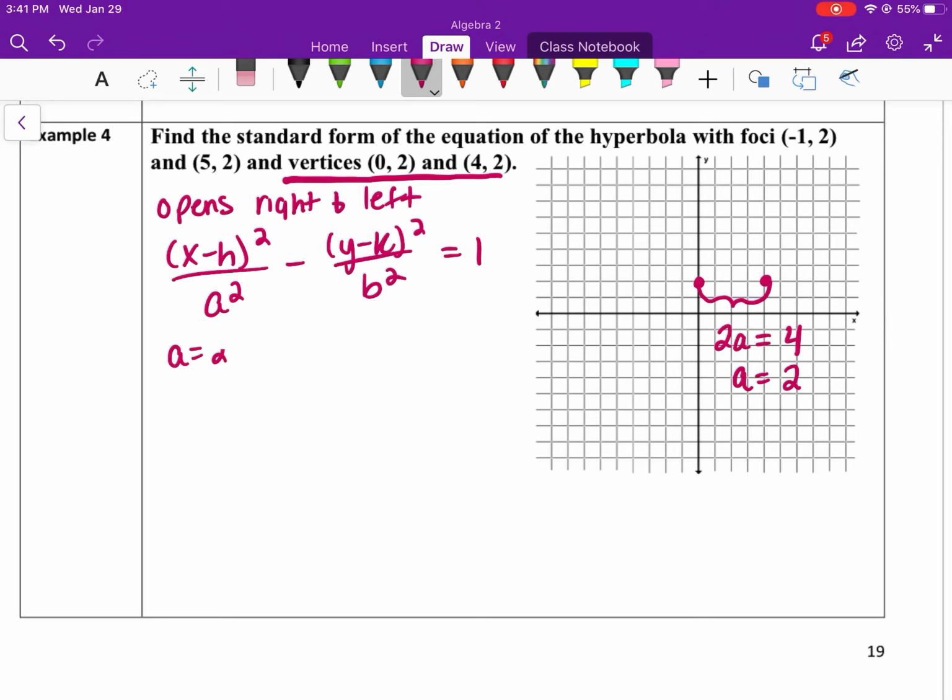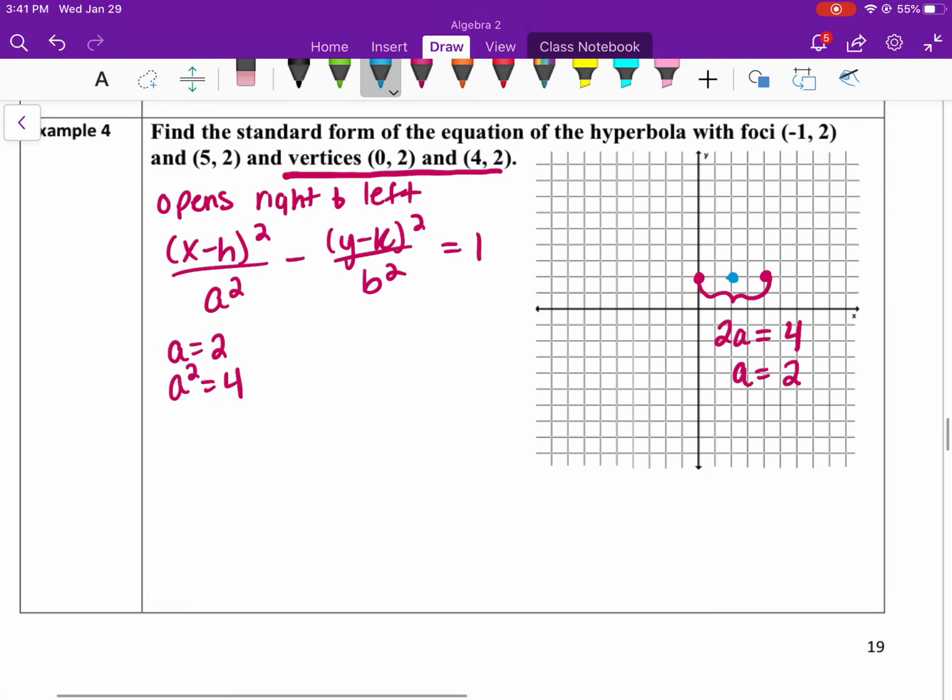So A equals 2, A squared will equal 4. You can also use that A equals 2 to find your center, because if it's 2 for A, then it has to be right here. 2 to the left and 2 to the right would give me my vertices, so the center is right at 2, 2.